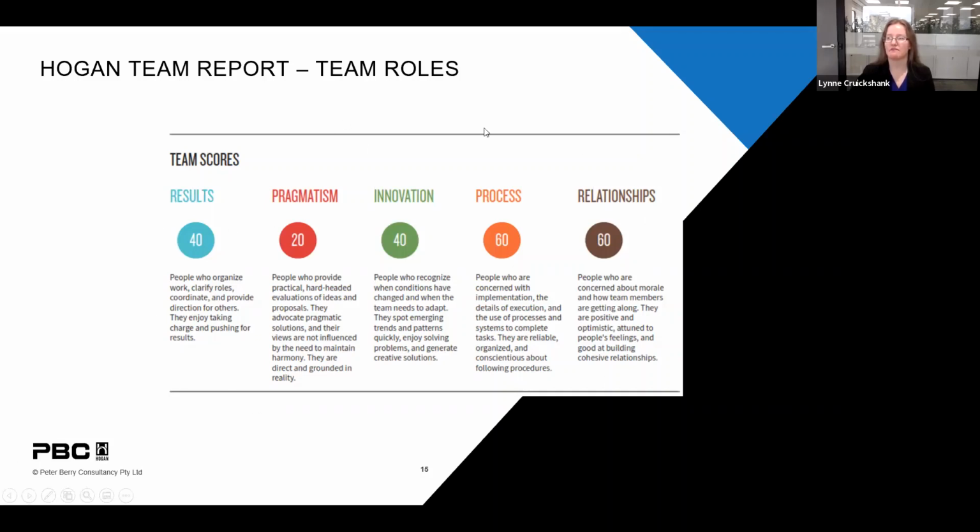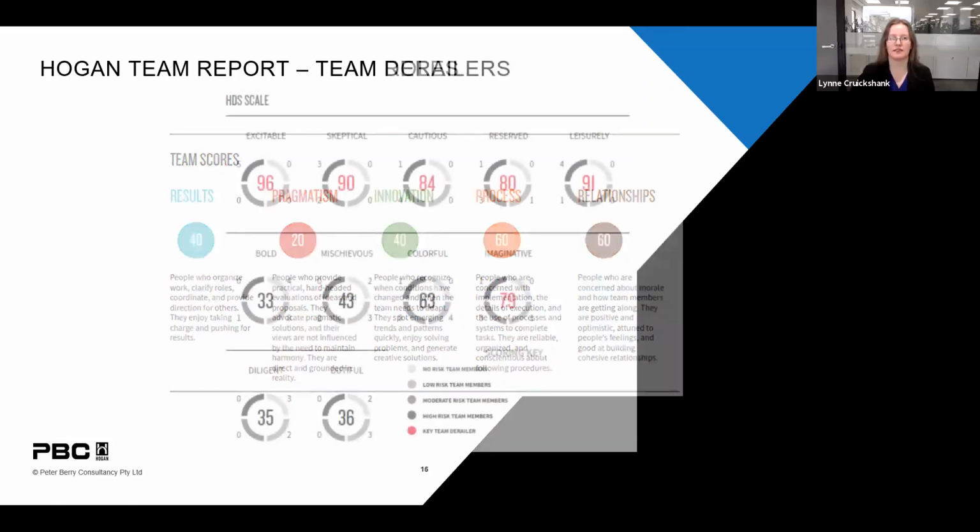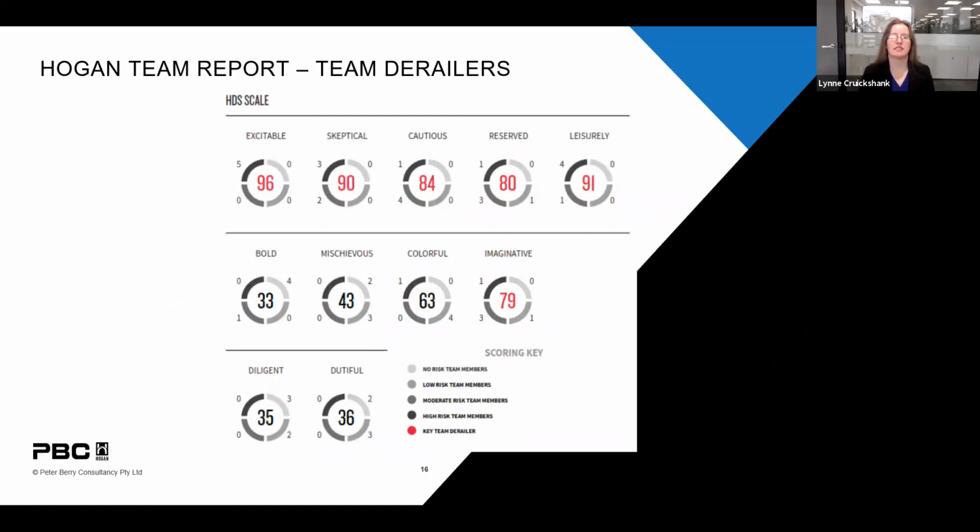As I said, with the HPI, it looks at it in terms of team roles. And then with the HDS, the next section is really the team derailers. So this is the section that is based on the HDS. For this particular section, the number in the center that you see there is the average across all team members. And then the numbers on the outside represent the proportion of team or the number of team at each risk level. So for example, with excitable, 5 are falling within the high risk range. None within the other range.